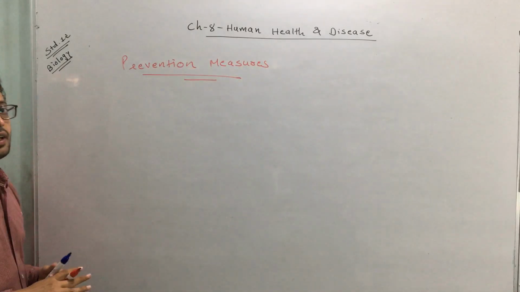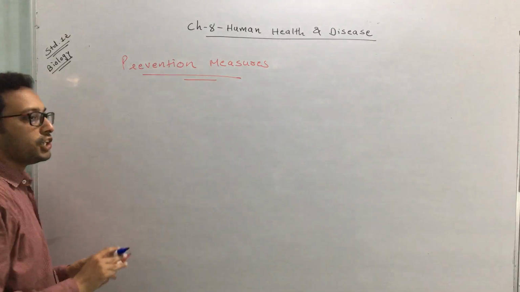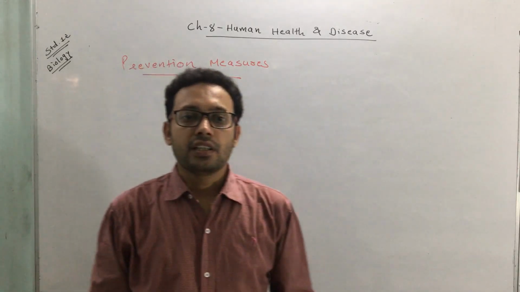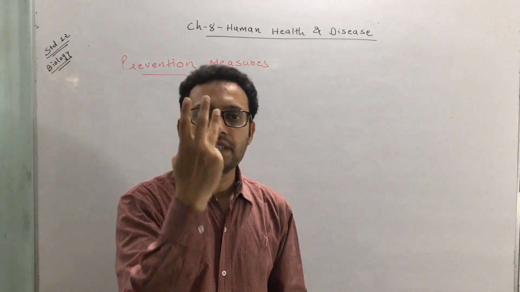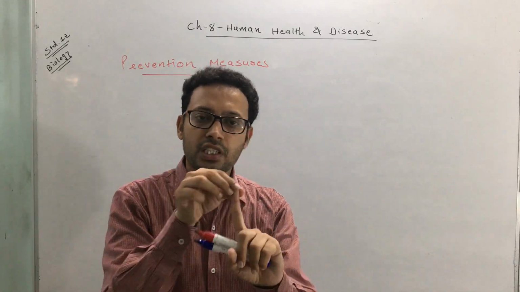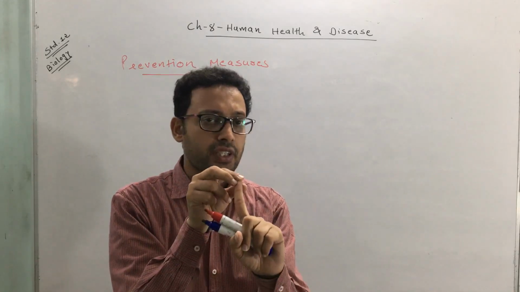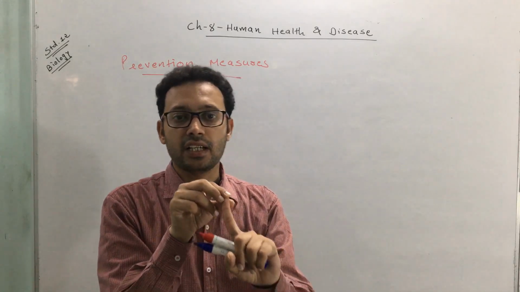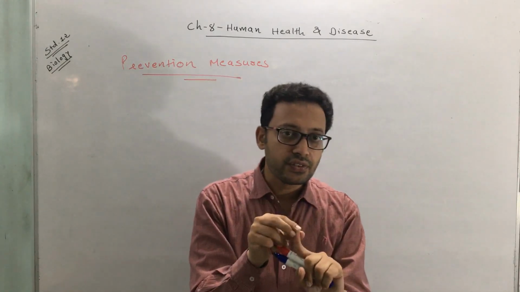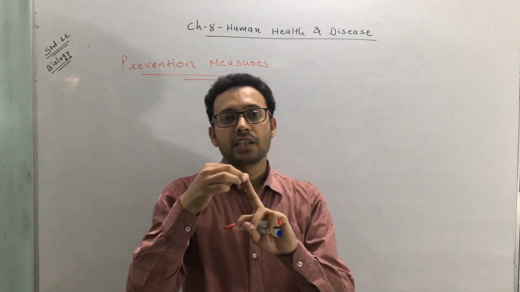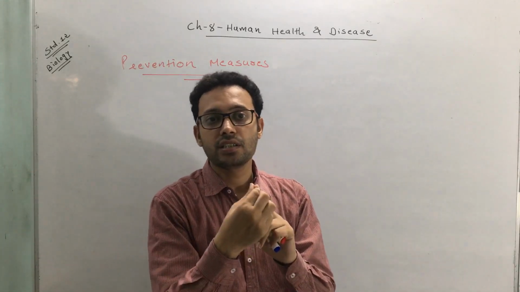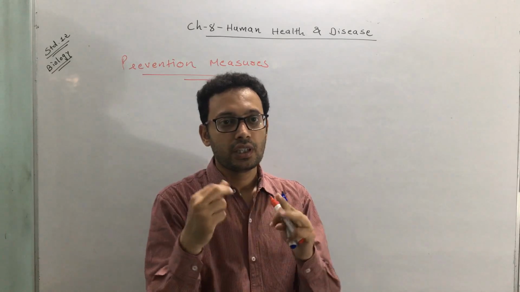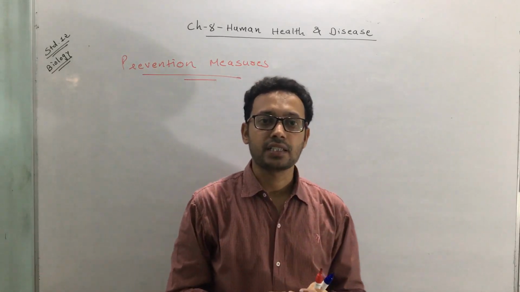How can we prevent the occurrence of this disease? Usually, diseases can be prevented by three main things. First, take a regular diet, or more specifically a balanced diet: good quality and quantity of food. Second, personal hygiene. Hygiene is most important. And third, regular exercise.